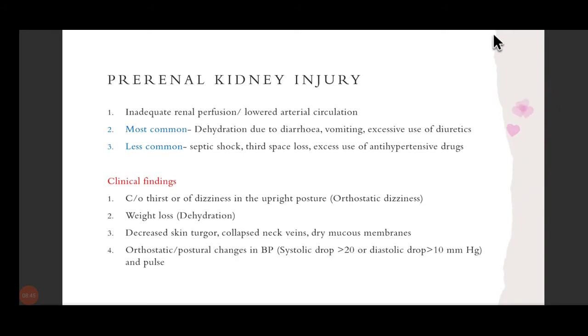Okay. So discussing pre-renal kidney injury, what is involved here is there is inadequate renal perfusion or a lowered arterial circulation, which results in low flow to the kidneys. The most common cause is dehydration, which could be due to diarrhea, vomiting, or excessive usage of diuretics.